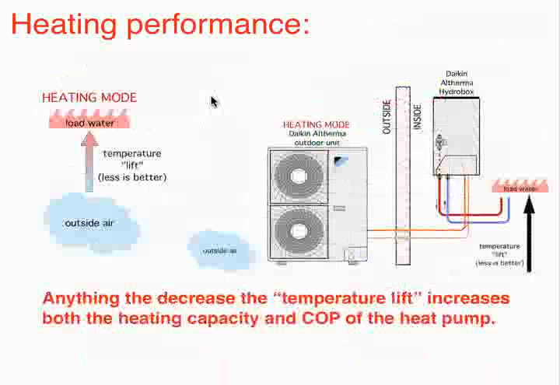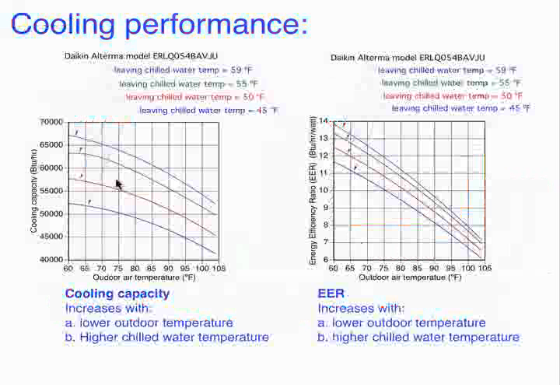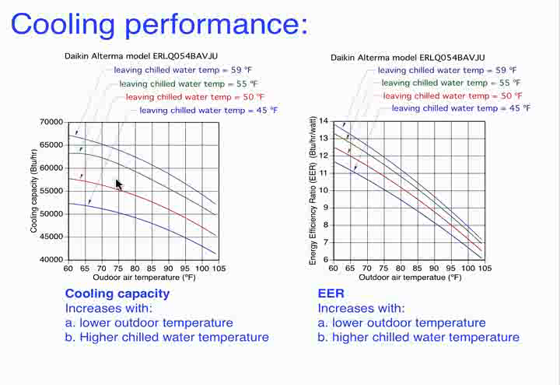Cooling performance. Well, it's really the same idea in the other direction. The cooler it is outside, and the warmer the water temperature that is serving the cooling distribution system, the higher the cooling capacity and the higher the energy efficiency ratio is going to be. Again, we don't control the outdoor temperature, but we do have some control over that chilled water temperature. Traditionally, chilled water systems are designed around 45 to maybe 50 degree Fahrenheit supply water temperatures.